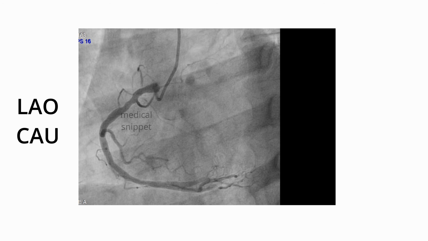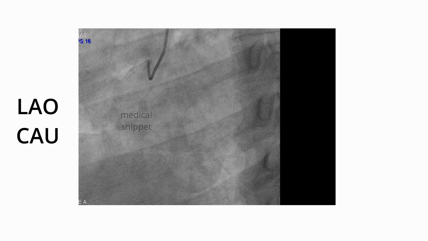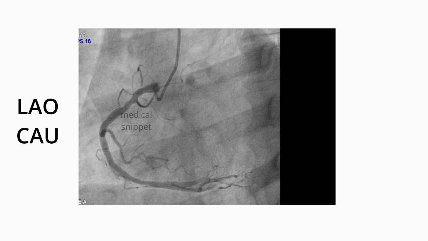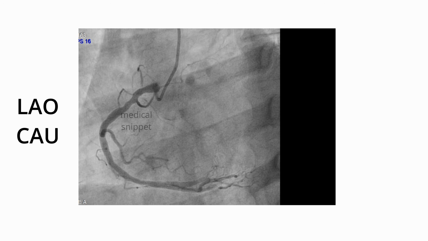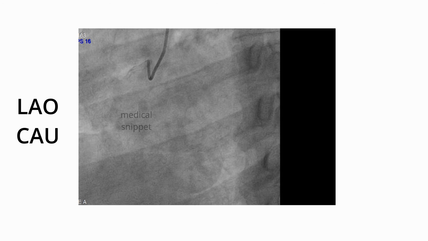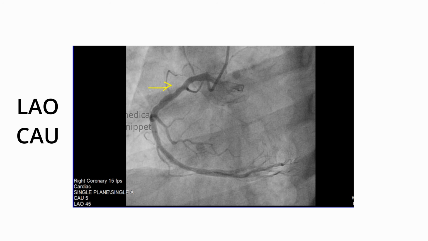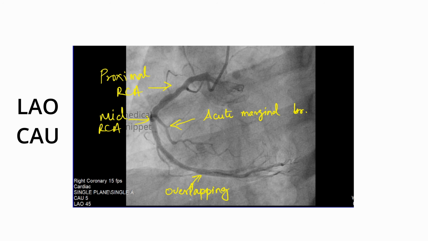Let's first see the levo-caudal view for right coronary artery. If you remember, I told caudal views show the proximal arteries better. So in levo-caudal view, the proximal and mid part of RCA is seen. One can also see its acute marginal branches.